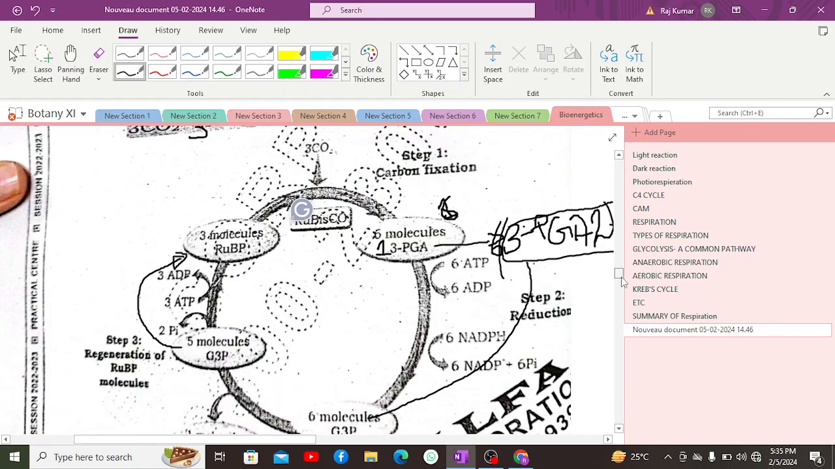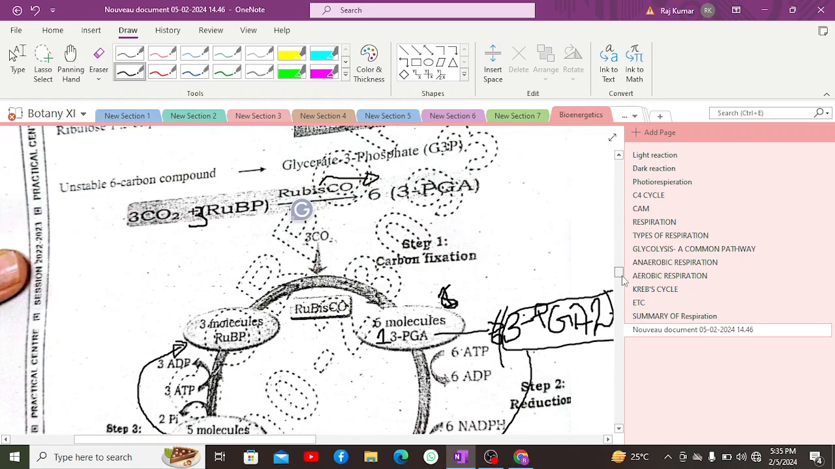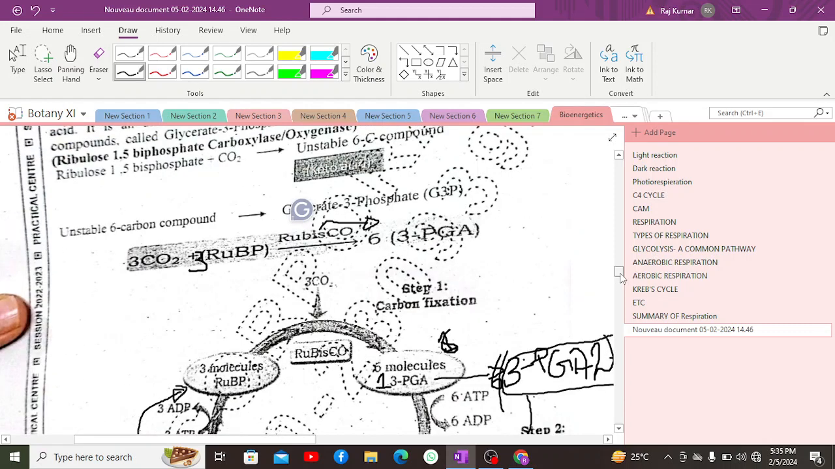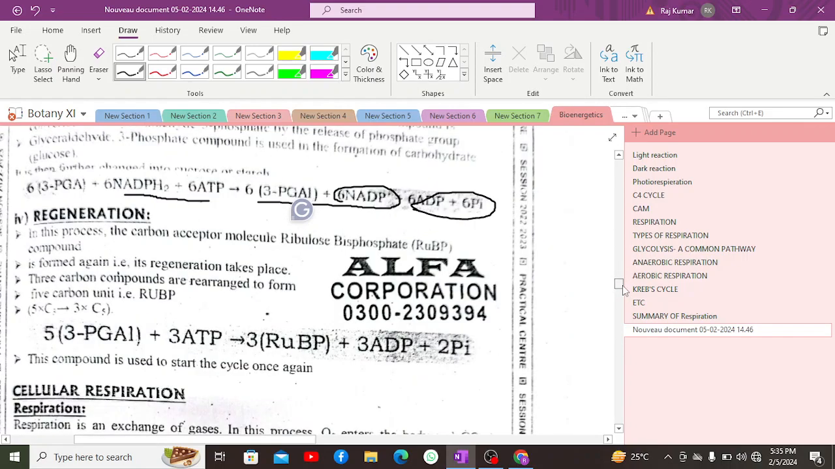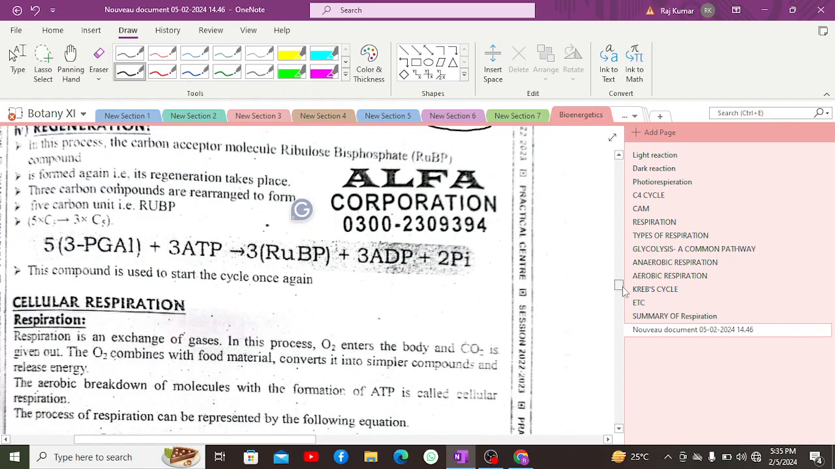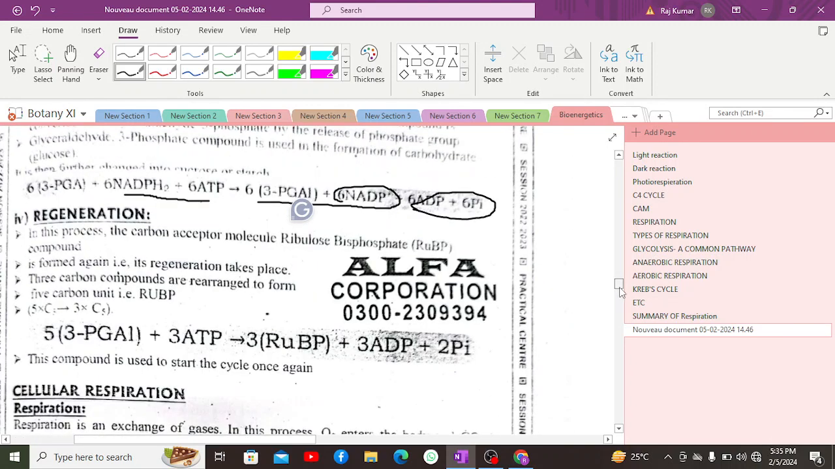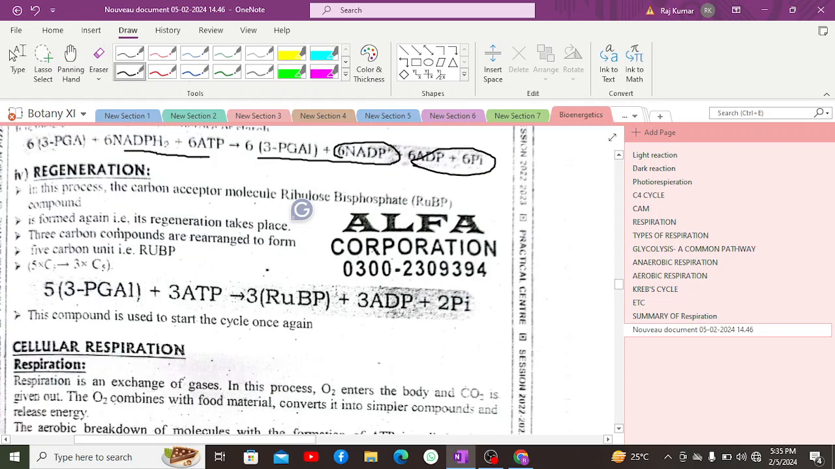Whereas in the process of forming 3-phosphoglycerate, there's no consumption of ATP. So here 6 ATP and 6 NADPH are already consumed. Now in the regeneration process, the carbon acceptor ribulose bisphosphate, which is consumed, is formed again, and its regeneration takes place.